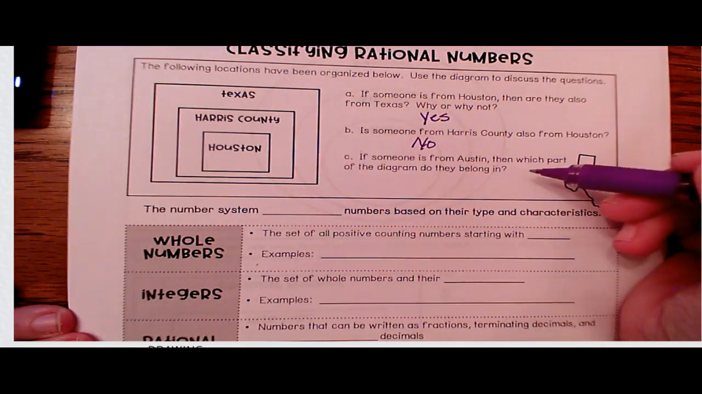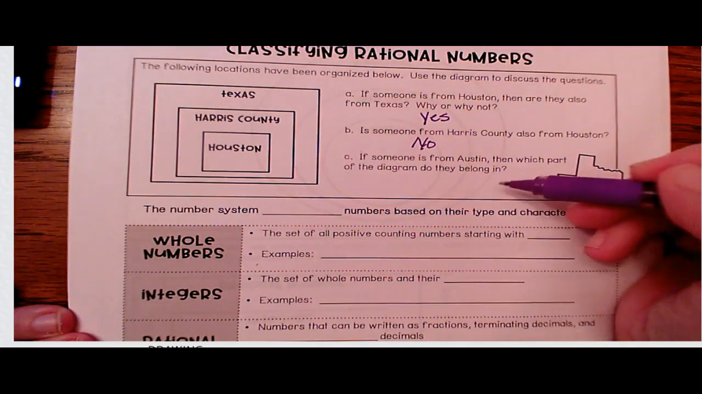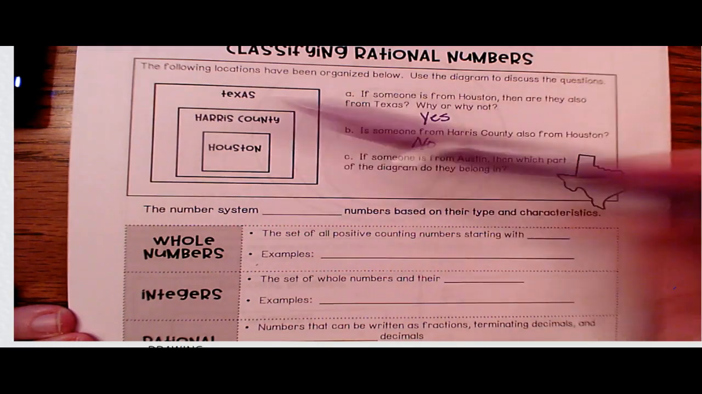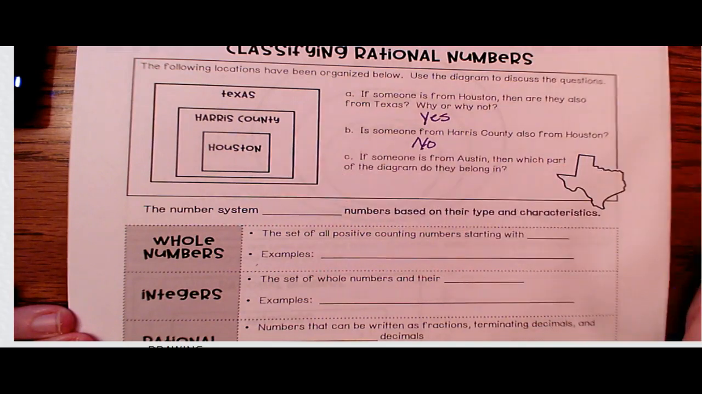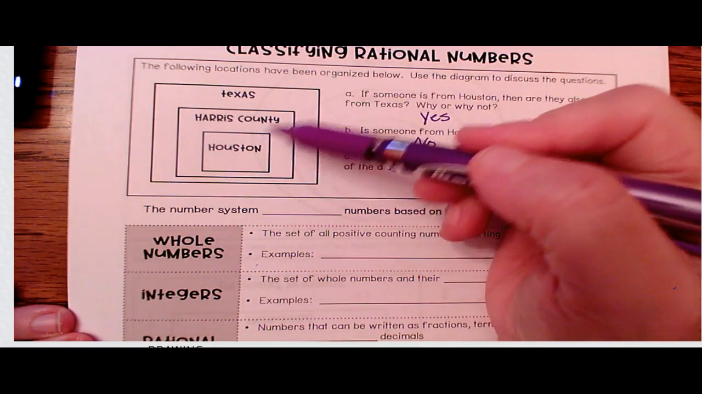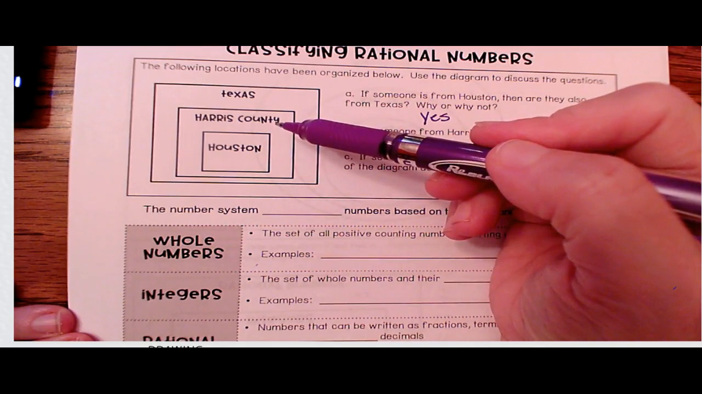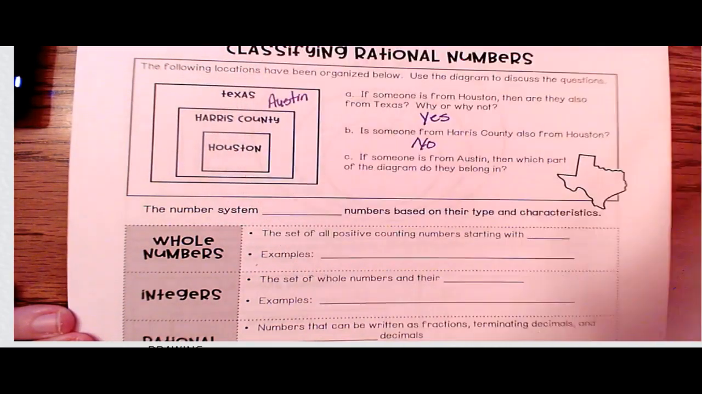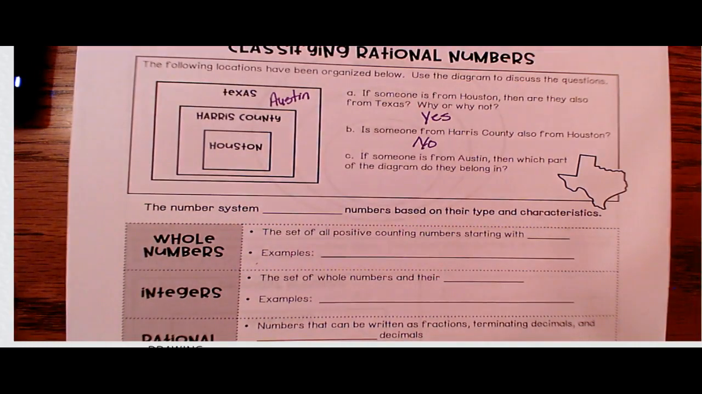If someone is from Austin, then which part of the diagram do they belong in? If they are from Austin, are they from Houston? No. Are they from Harris County? No. They will belong here in Texas, because Austin is in Texas.